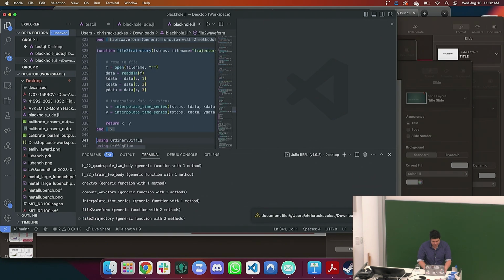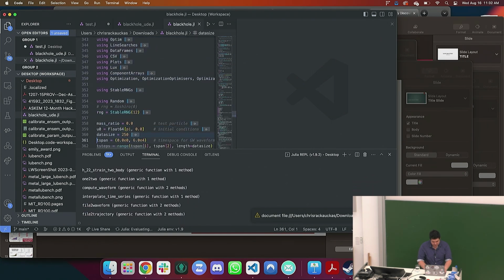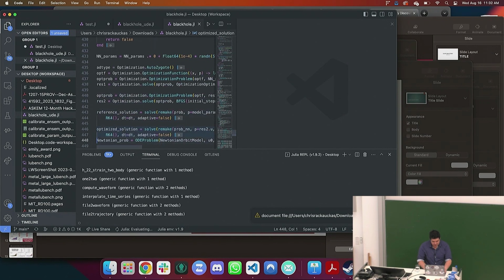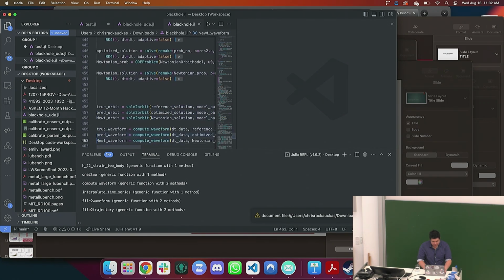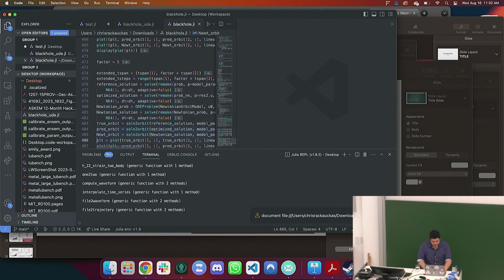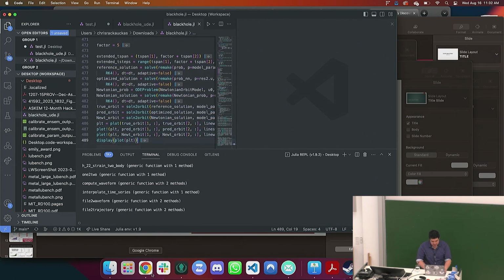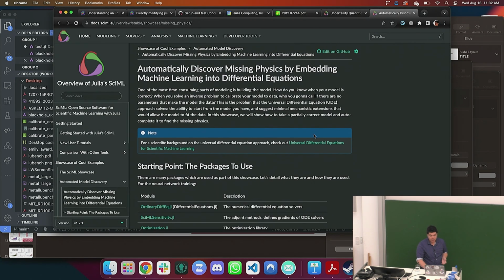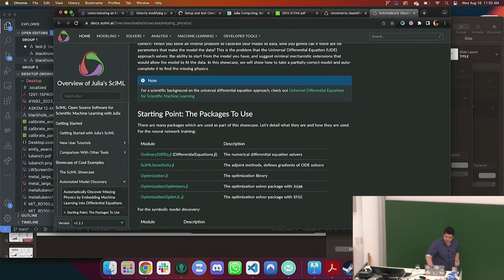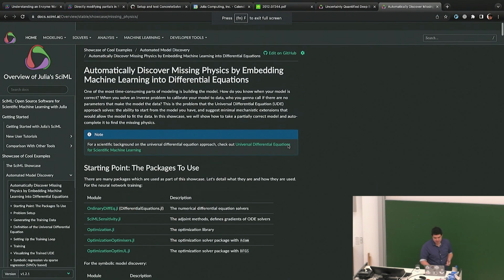So let me get this running. In the meantime, I want to dive into a separate script that goes into some information of what this looks like, which is a script that you'll go back through again with Frank later. This is the UDE Lotka-Volterra example.